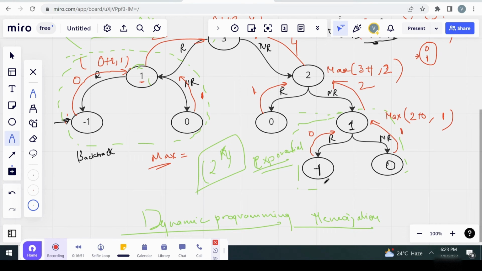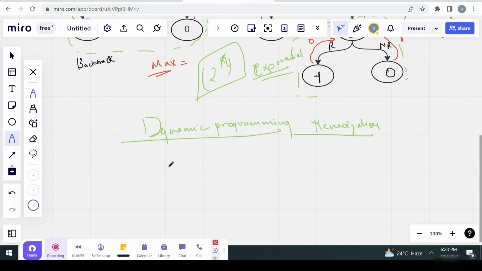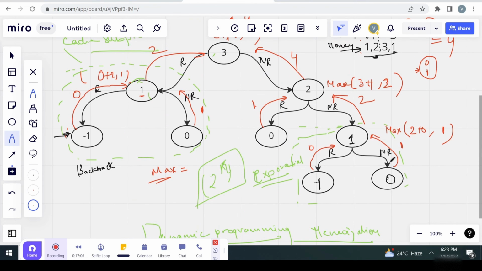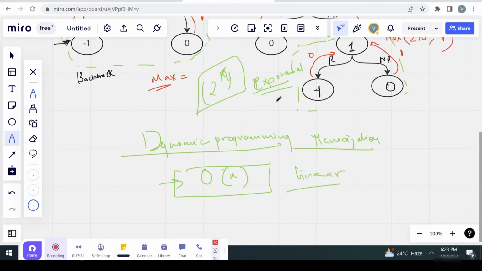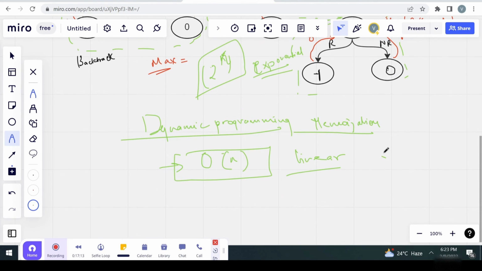the recursive calls. If you use memoization, what will be the time complexity? It will reduce to order of n, linear time complexity, because it will iterate for only one house at a time. The maximum number of subproblems we will have is one for each house. That's it.